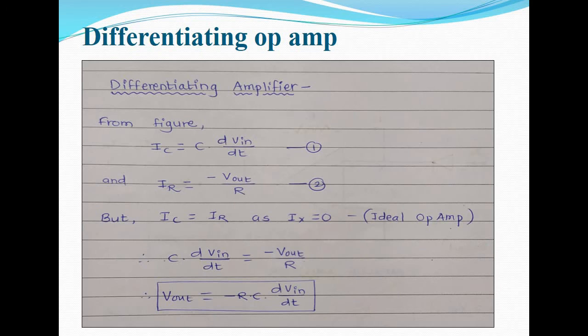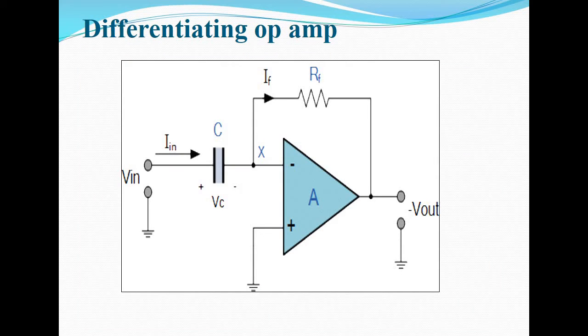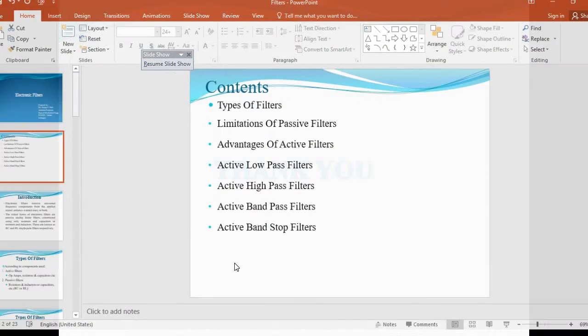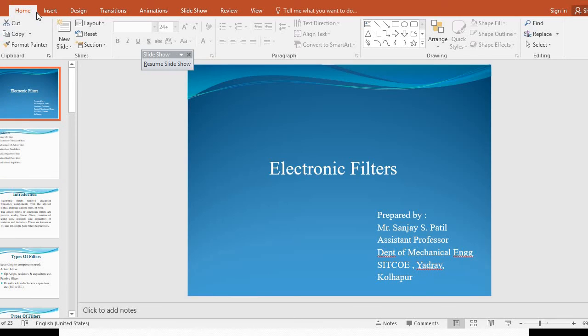Okay, so this was about operational amplifier. We have seen 5 types of operational amplifier, and we have also derived the equations for voltage at output terminal, that is V out. So we have seen derivation for each type of amplifier. So this completes operational amplifier.